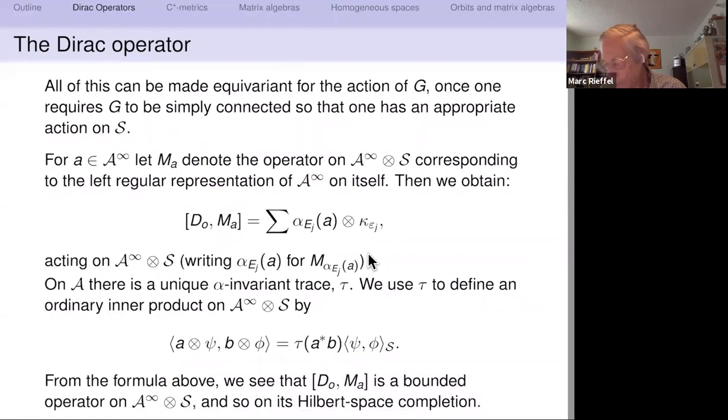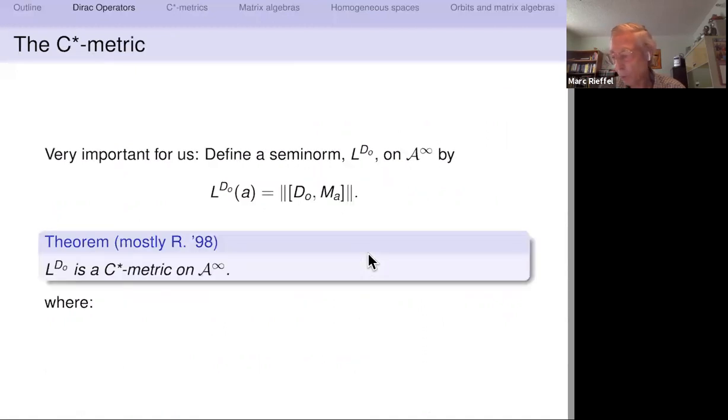And from this formula, we see easily that this commutator gives a bounded operator on the spinor bundle, and so on its Hilbert space completion. And this is the standard type of thing that happens if you have a nice Dirac operator. And using this, we can define a semi-norm, much as Alain Connes did for his Dirac operators, by just taking the semi-norm on an element A of our smooth algebra to be the operator norm of this commutator.